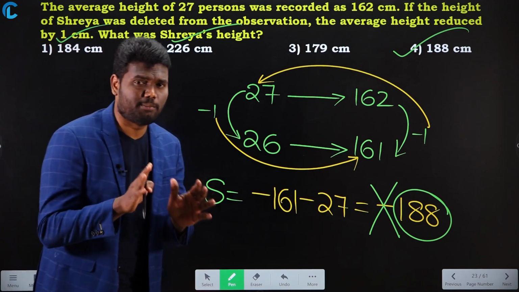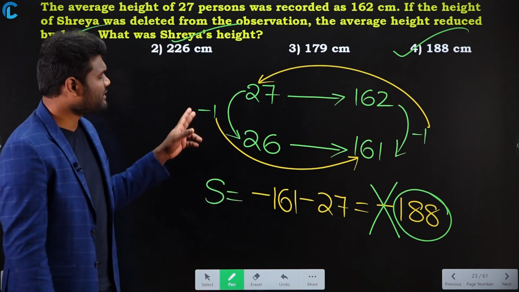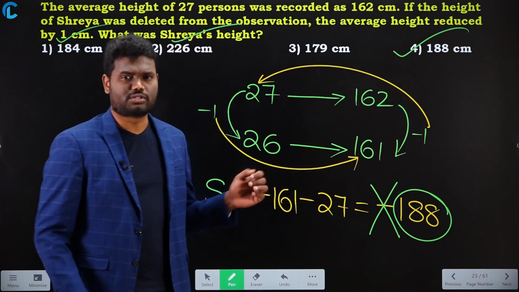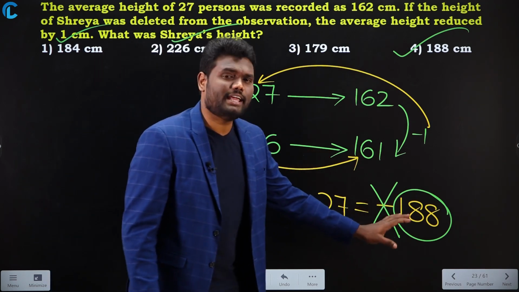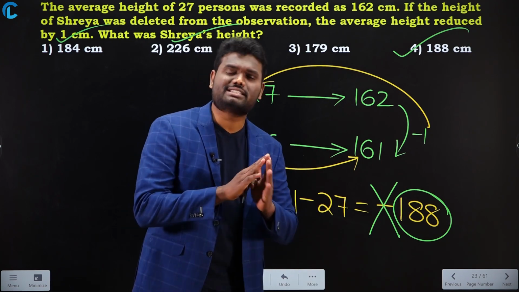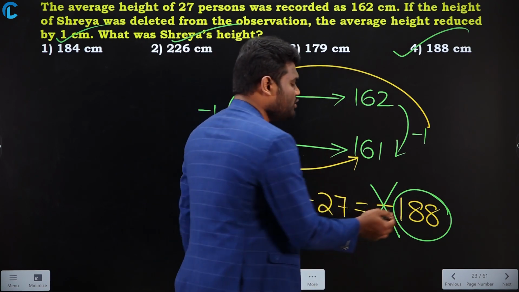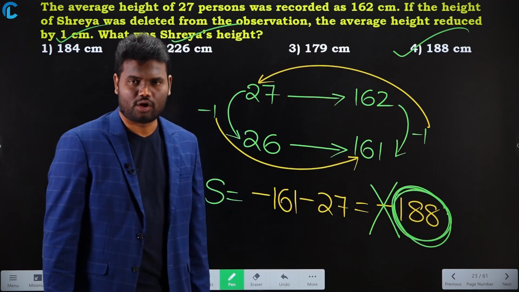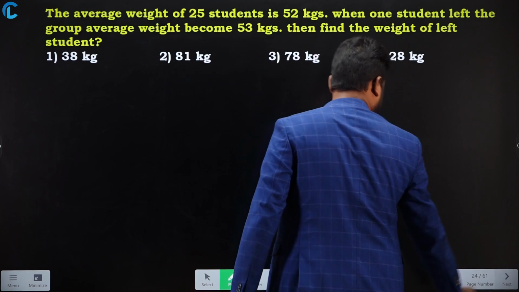Okay, as simple as that, nothing different. Whatever the concept we have discussed earlier, the same concept you are going to use. The only difference is finally if you are getting a negative value, just neglect the negative value and just say the number. So my number is nothing but 188. Okay, let us look at the next question.